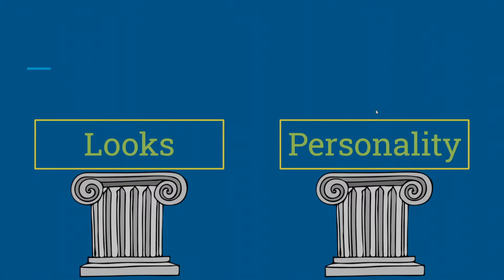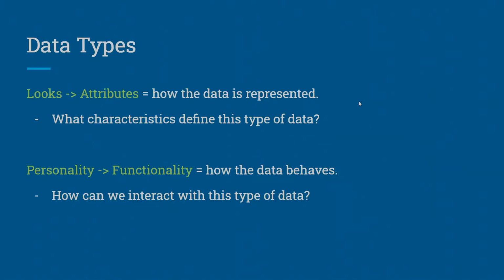We'll look at data types in the same way. You can think of looks as the way that the data is represented. When in doubt, ask yourself, what characteristics define this type of data? A more formal name for this is an attribute. A better word for personality is functionality, and it refers to how the data behaves. In what ways can we interact with the data?